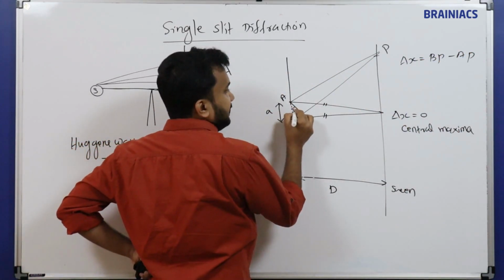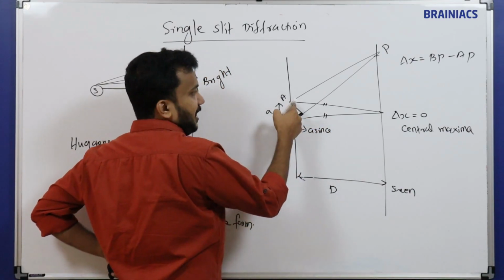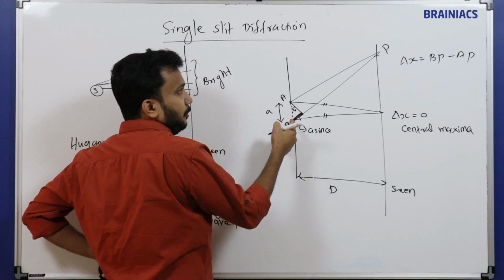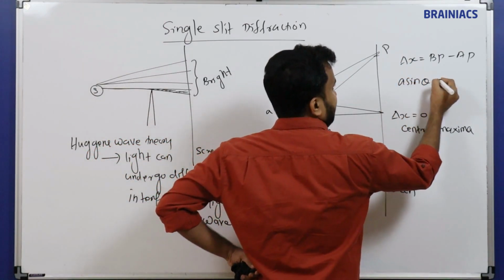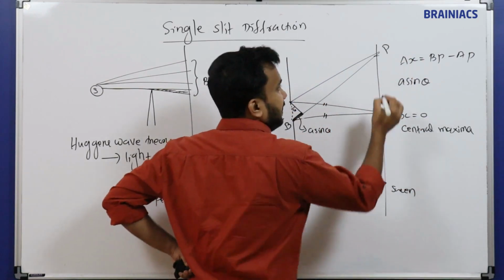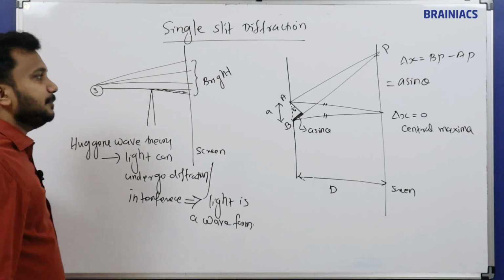If this angle is theta, what will this side be? Adjacent side is A cos theta and opposite side is A sin theta. So I can write the path difference as A sin theta. This is the path difference, equal to A sin theta.